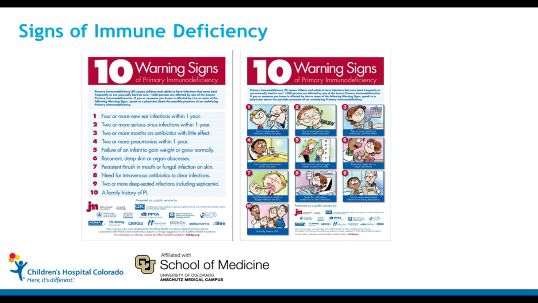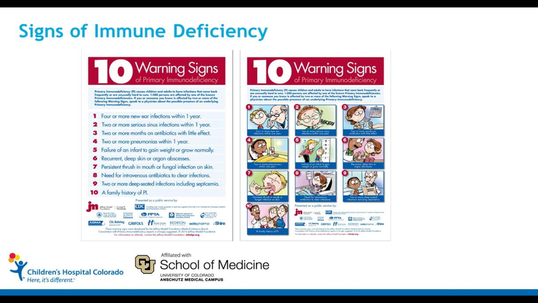From the poster on the left-hand side of this slide, we see that if the patient presents with 4 or more new ear infections within a year, 2 or more serious sinus infections within a year, 2 or more months on antibiotics with little effect, 2 or more pneumonias within a year, a failure of an infant to gain weight or to grow normally, recurrent deep skin or organ abscesses, persistent thrush, which is candidial infection in the mouth or fungal infection on the skin, the need for intravenous antibiotics to clear infections, or 2 or more deep-seated infections, including septicemia, and also a family history of primary immunodeficiency.